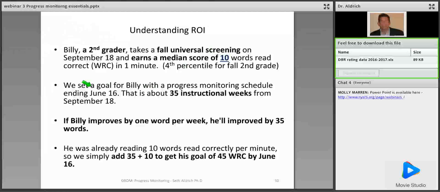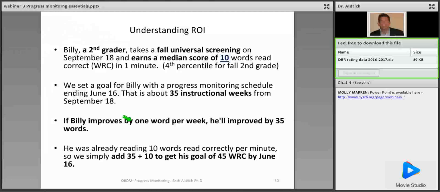We set a goal, say we set a goal for Billy for a progress monitoring schedule that ends June 16th. That's going to be 35 instructional weeks. From September 18th to June 16th, there are 35 instructional weeks. Now say we set a goal of 1 word per week.